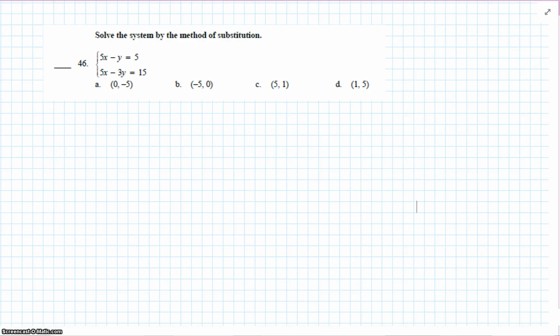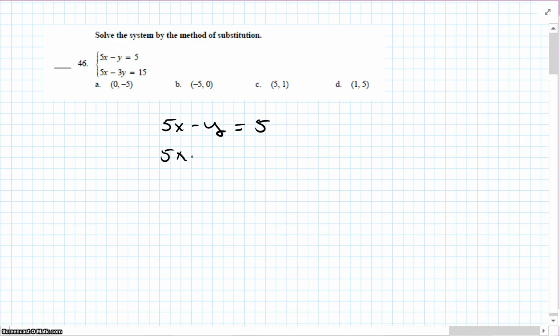46. Solve the system by the method of substitution. Okay, it doesn't matter to me how we solve this one. So 5x minus y equals 5, and 5x minus 3y equals 15. Well, I'm just going to subtract them so I can eliminate the x's. So I'm going to get 2y equals negative 10.